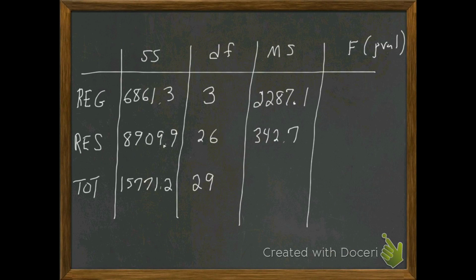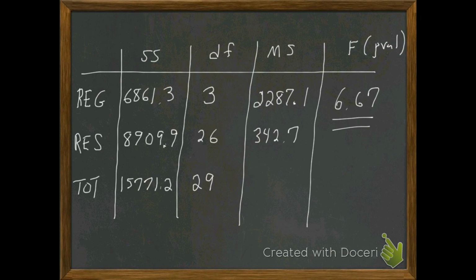All right, guys, what we need to do now is get our F statistic. And remember, our F statistic is just our mean square regression divided by our mean square error. So I'm going to take 2287.1 divided by 342.7. Give me a break on rounding. We get an F statistic of 6.67.